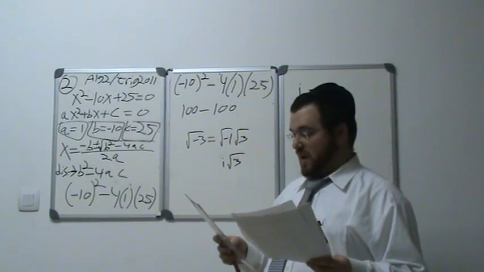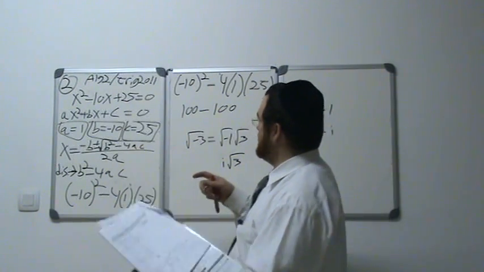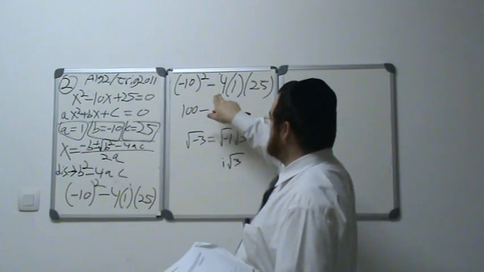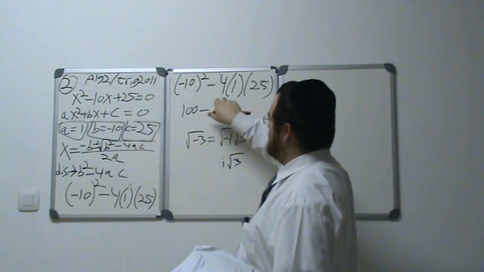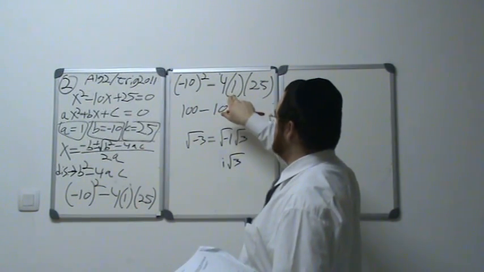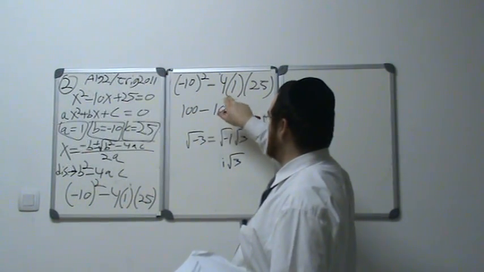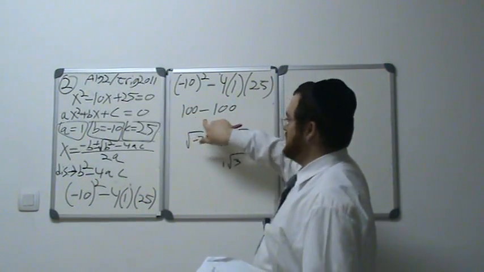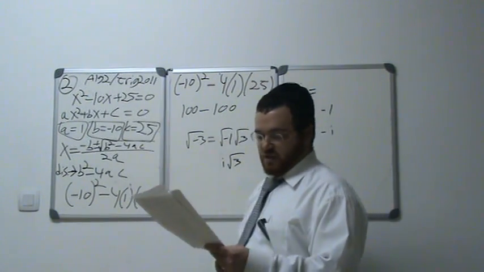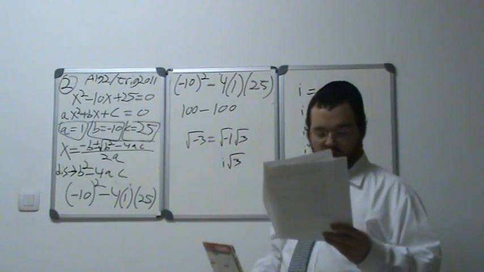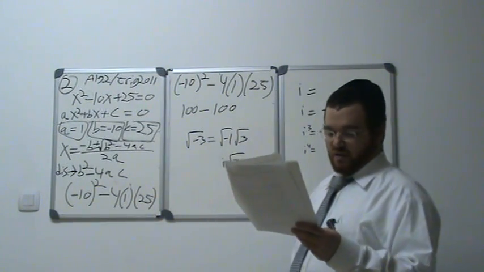It's real, it's rational, and they're also equal because negative 10 squared is equal to 4 times 1 times 25, because 100 is equal to 100. So the answer is answer 3. Now, answer 4: real, rational, and unequal.